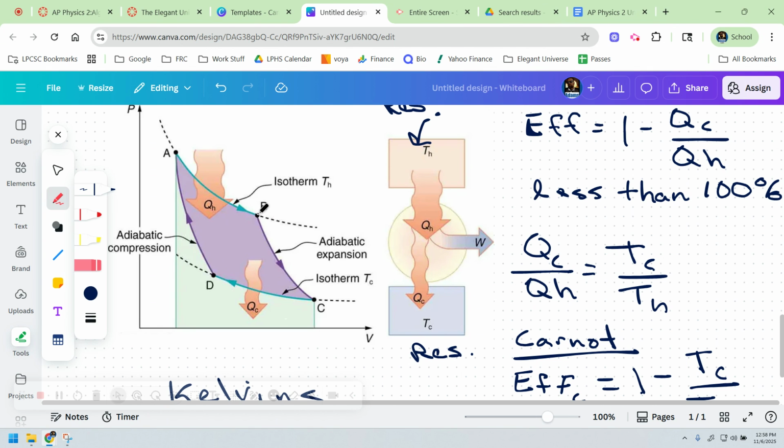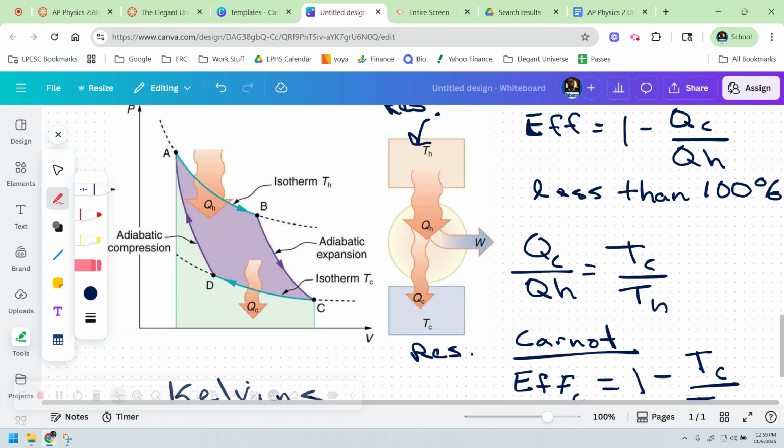I'm sorry. You guys know that up and down is pressure, left and right is volume. Okay, I'm sorry, I keep saying the wrong thing. So at this point, the pressure will increase because there's heat coming into it, and the volume will decrease a little bit. So that's basically Carnot's engine.